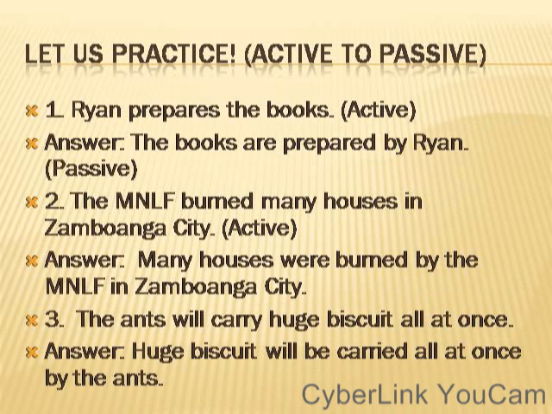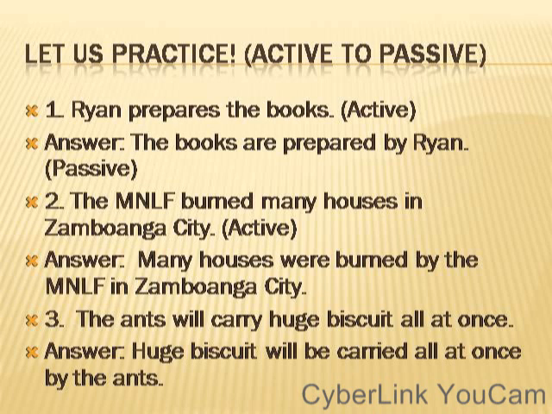Ryan prepares the books. That is an active. So the answer for this is the books are prepared by Ryan. Why? Ryan becomes the recipient in the passive form. The word books is the object, and it becomes the subject. Are, because it agrees to the word books as a plural, plus the past participle of the word prepares, plus using the by phrase and Ryan. That's the passive.